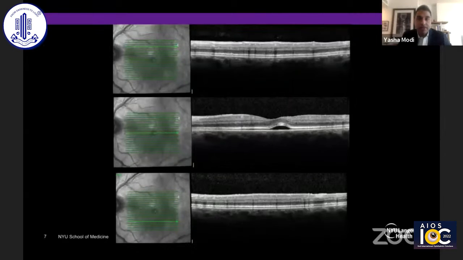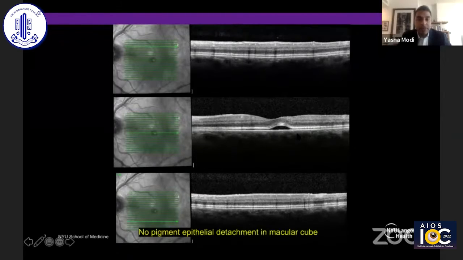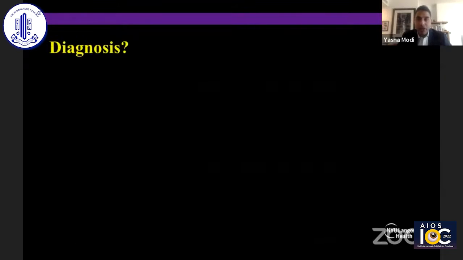And if you look at the left eye, we see some very similar findings, but now we can see that their EZ is much more thickened in this eye, and that bleb of fluid is developing. And notably, there's no pigment epithelial detachment in the macular cube. And so I ask the audience just to think for a moment here: is there a particular diagnosis that you have in your mind at this window of time? And is this enough information?